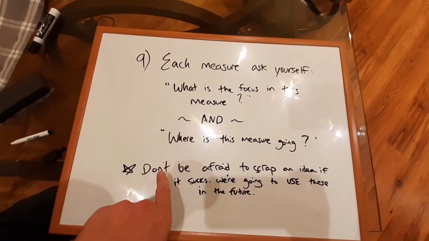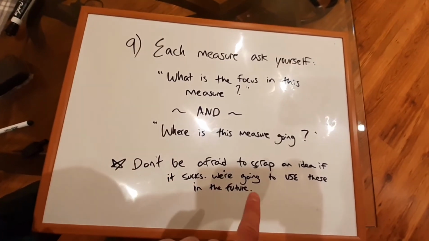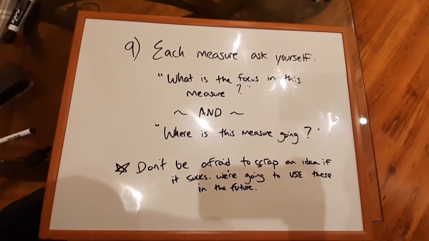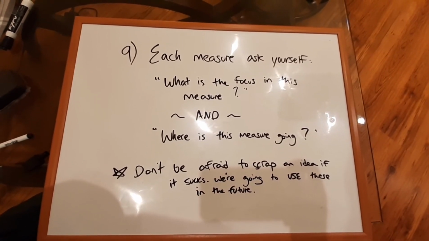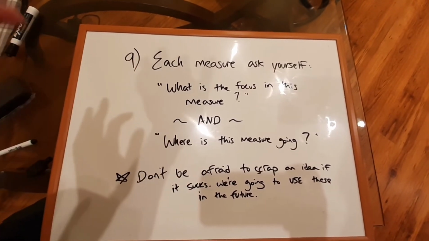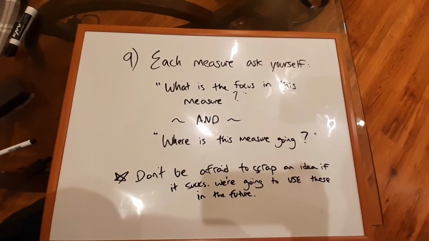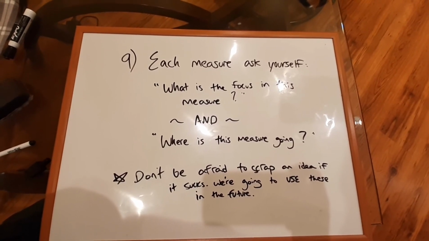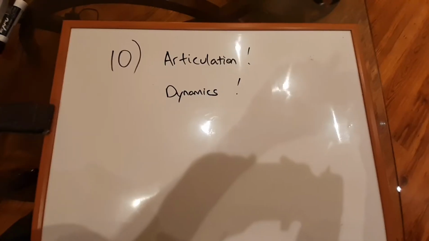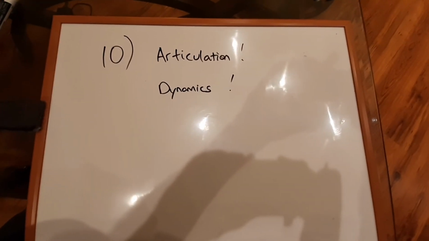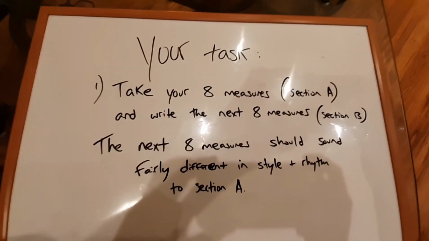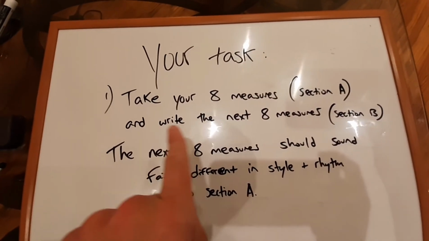And if you have an idea, don't be afraid to get rid of it. Remember, we're going to be using these in the future. So if you're not happy with an idea, either save it for later, save it for a B section or a C section, or completely get rid of it and start over and find a rhythm that you actually like from someone else who's composed. Number 10, put some articulation and dynamics in there. So important.